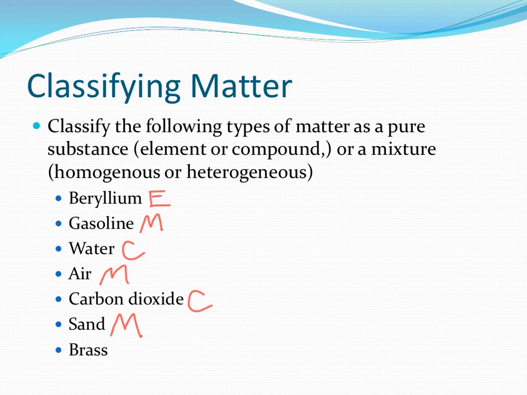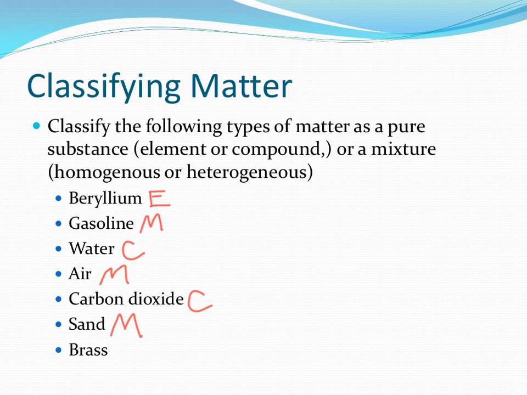Now, brass is a mixture, a homogeneous mixture made of two elements. It is made of zinc and copper. What you would do to make something like this is you would take it in the right proportion, melt the metals, mix them together, and then let it solidify. And so therefore, it is a mixture of two elements that are not chemically bonded together.